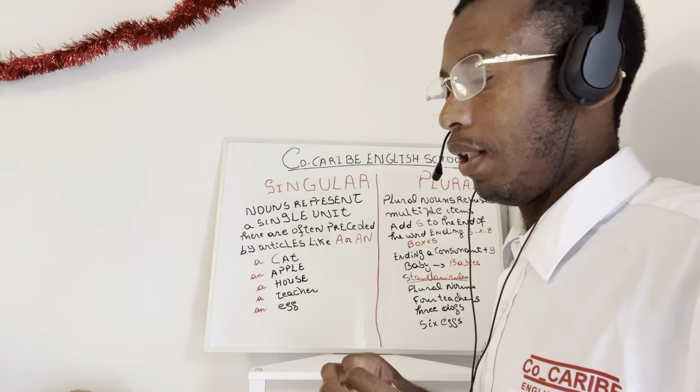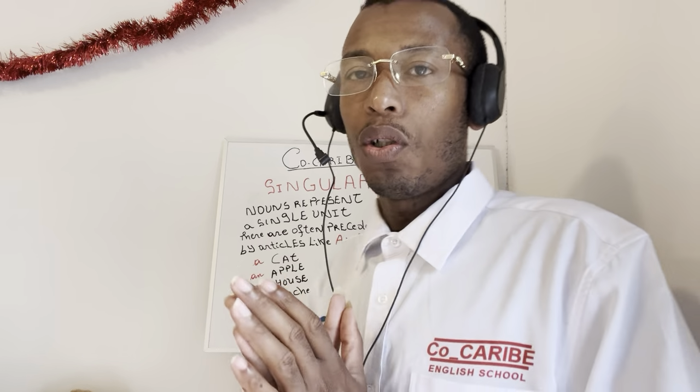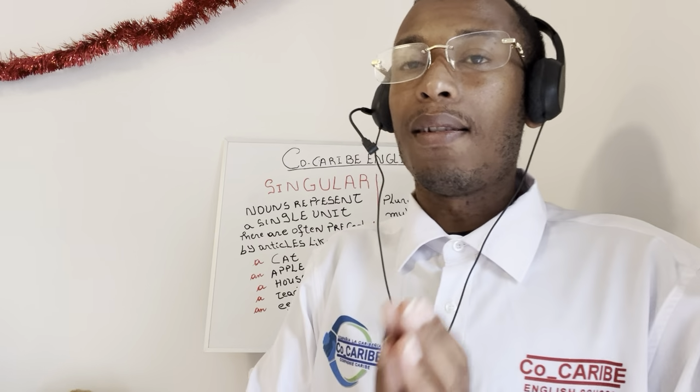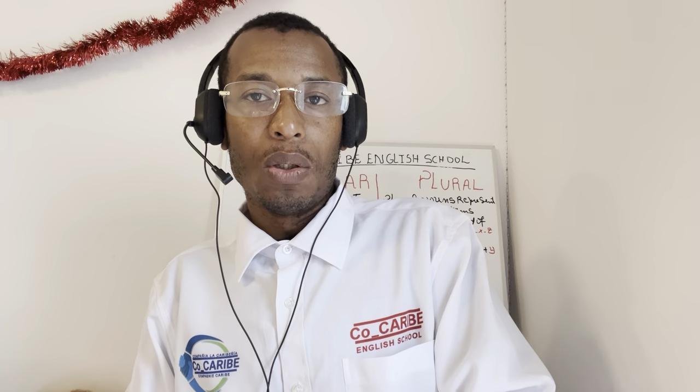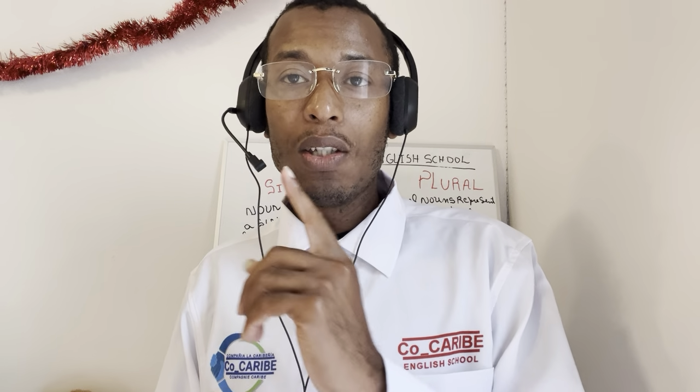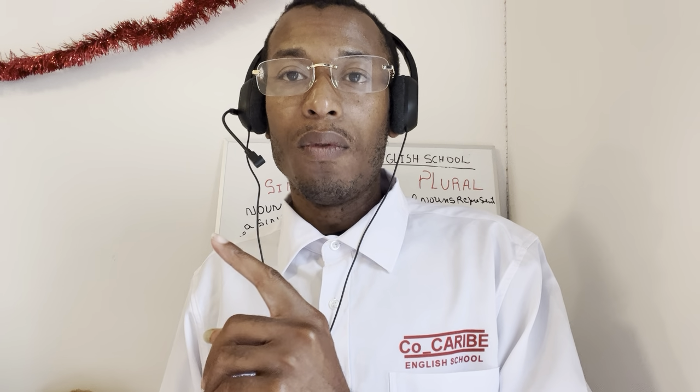That's all for today. In this video, I showed you the difference between singular and plural. What is the difference? Singular, when it is one noun. For example, a dog. A dog is one. When it is one, it is singular. When it is many, it is plural. That's the difference between singular and plural.